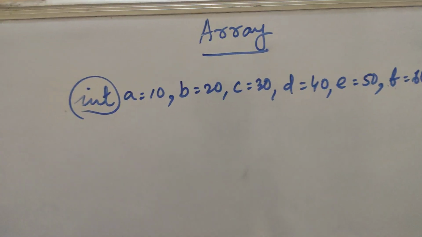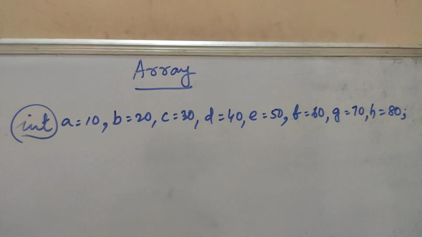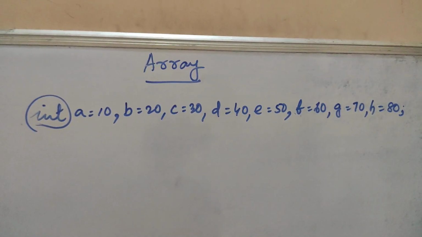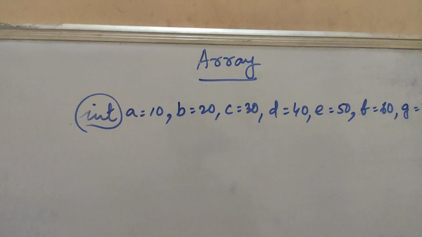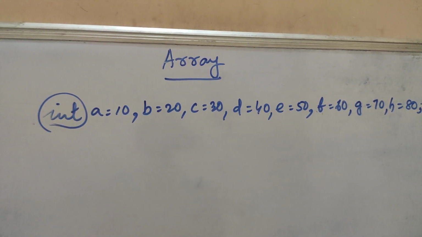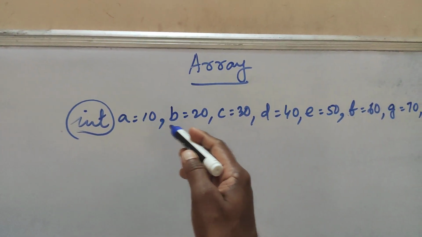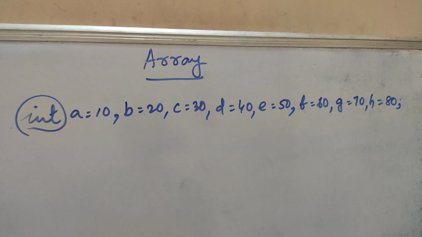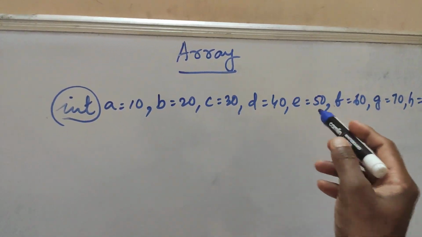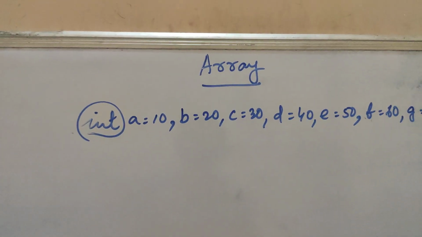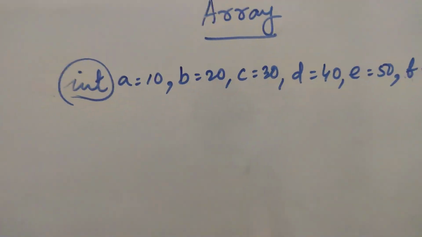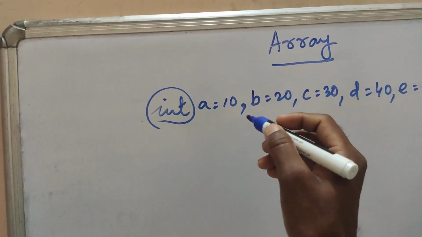So in these cases we take an array variable to avoid this lengthy process. Otherwise it is complex also. Programs will also take more space, and the size of the program will increase. To avoid this, we use an array.